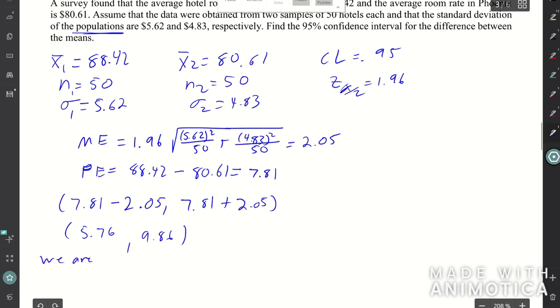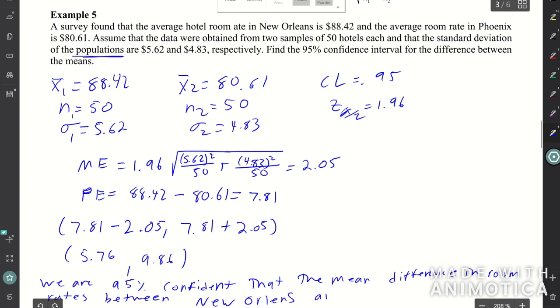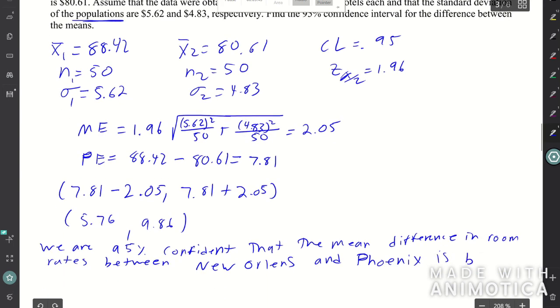And we can say we are 95% confident that the mean difference in room rates between New Orleans and Phoenix is between $5.76 and $9.86.